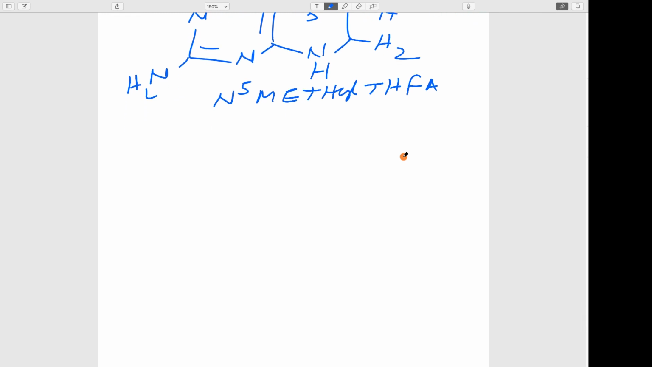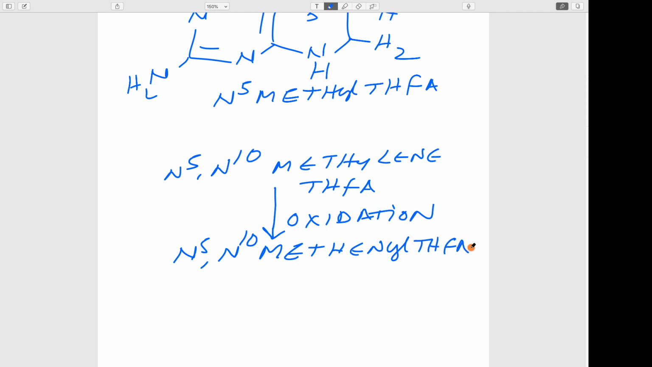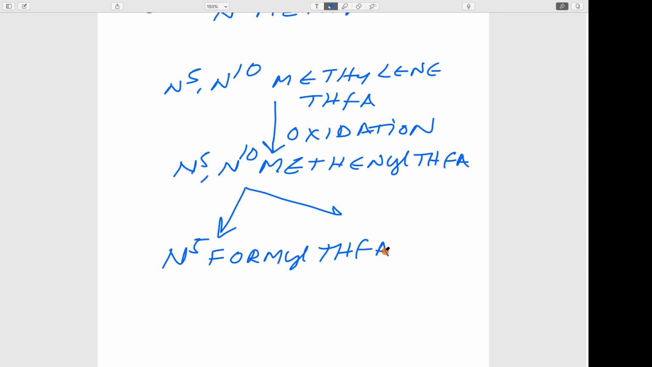What are those other aspects? Suppose we have the N5, N10 methylene THFA. As I said, that is in the oxidation. If you carry out the oxidation, there will be formation of N5, N10 methenyl THFA. This methenyl THFA can give either the N5-formyl THFA, or it can also give the N10-formyl THFA.